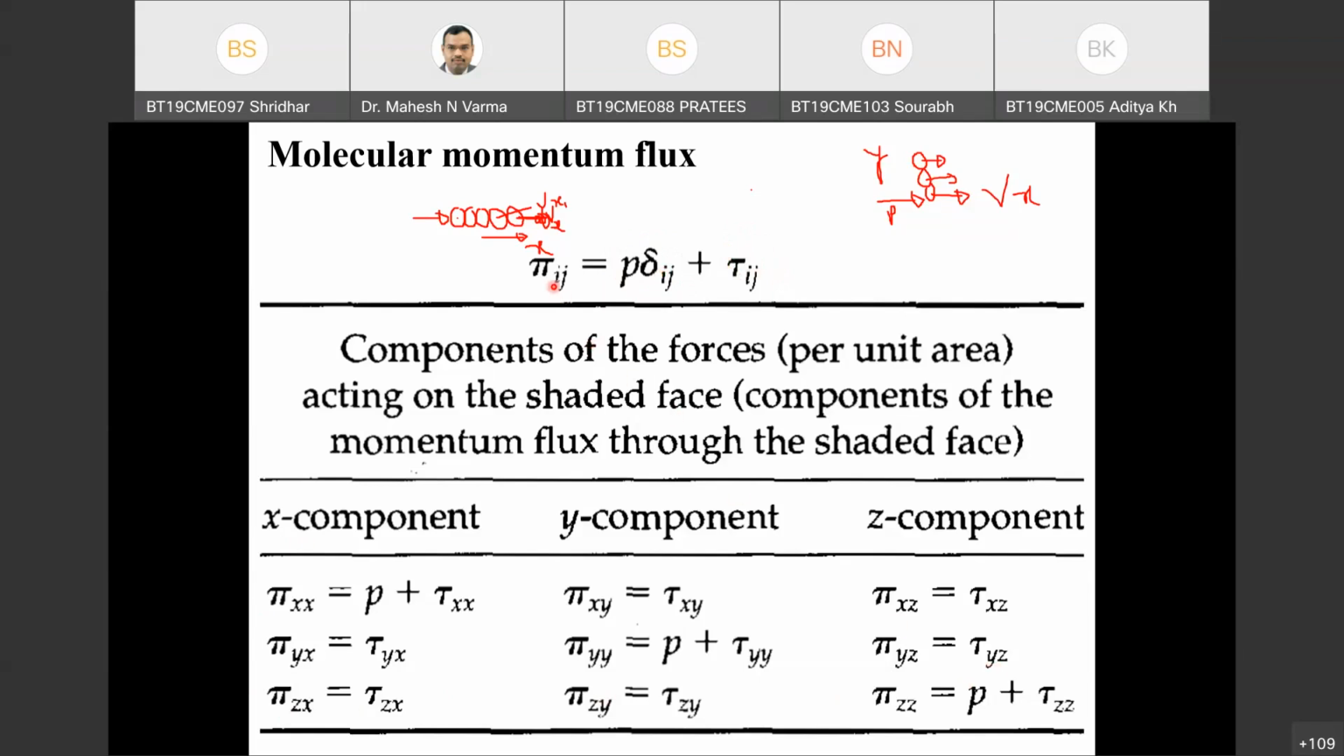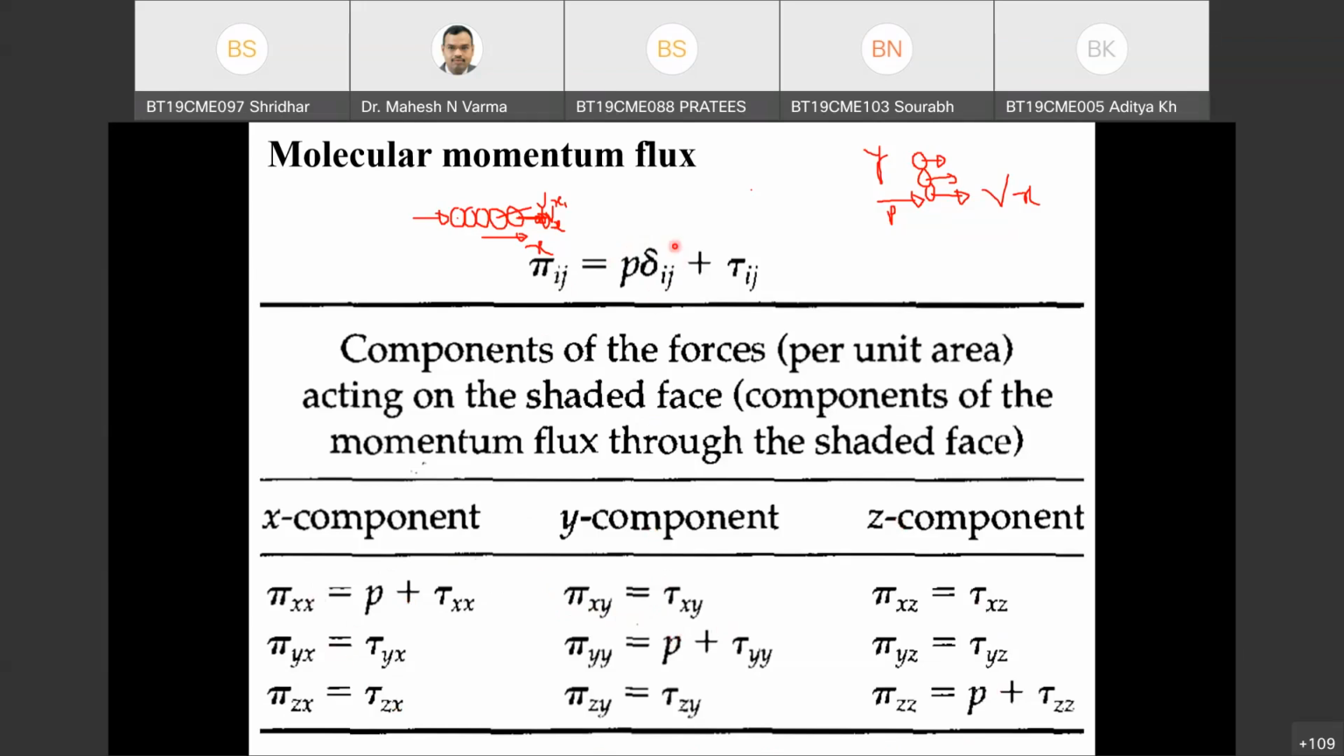First I put i equals x and j equals x. So I will get this: P delta xx equals 1, then tau xx. Now i equals x and j equals y. So I will get this component pi xy, and now delta xy equals 0, and tau xy. So I can get these 9 components.